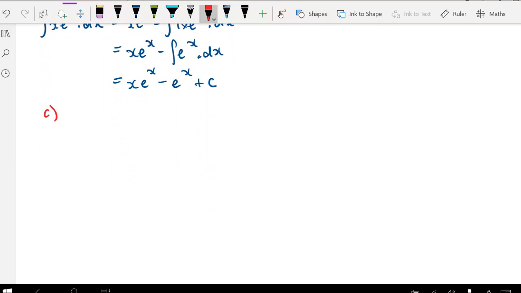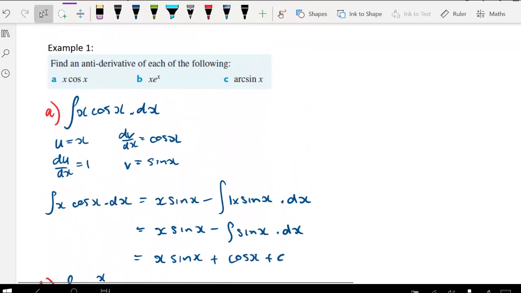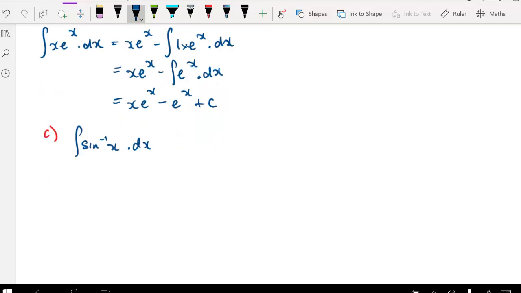Now when we look at the third one, we've got the integral of arcsine x. Okay, we know the derivative of arcsine, but we don't know the integral. So we'll start by looking at LIPET. Now obviously there's an issue here because there's only one thing, so we're going to consider this as 1 multiplied by sin to the negative 1 of x dx. And so that means that this will be inverse trig, this will be polynomial or power, so u will be the inverse trig, which will be arcsine of x, and dv/dx will be 1.